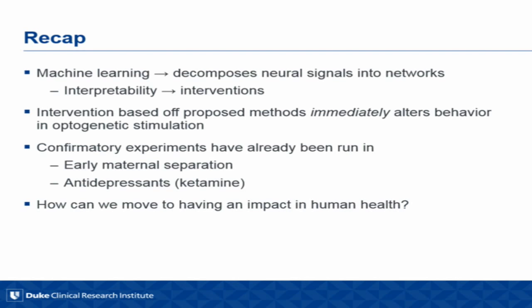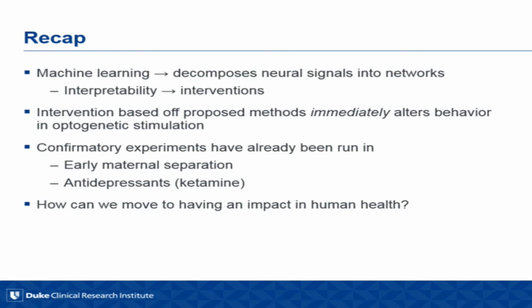So we can use machine learning, and one of the things about machine learning is we're able to decompose this really big, complicated signal into networks. But one of the big things that I really want to stress here is that we've been focusing a lot on how we can interpret these machine learning methods. Because if we can interpret them, we can actually go to interventions. And so there are currently ongoing efforts to test some of the things we've learned here to see if we can actually make mice more resilient.